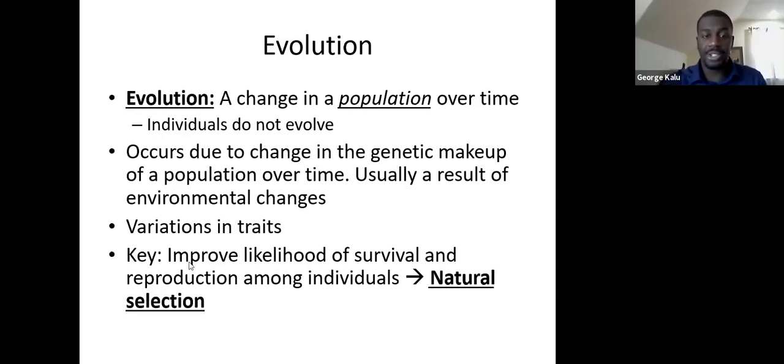The key here is variation in traits. As long as there's variation in traits from individual to individual, we're going to be able to see natural selection. And that natural selection is based on having certain traits that are better able to help you survive in a particular environment, help you survive and reproduce. So that's what we consider natural selection. Natural selection works on individuals. Evolution happens over a population.